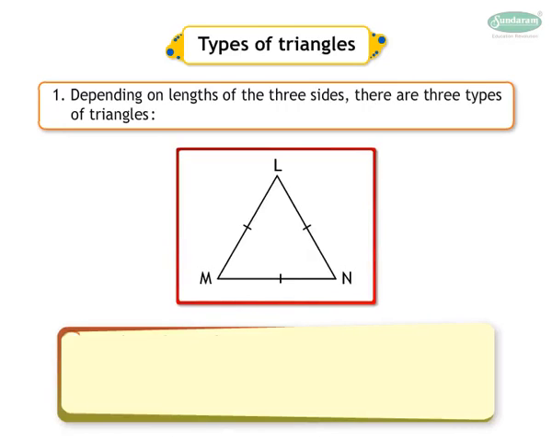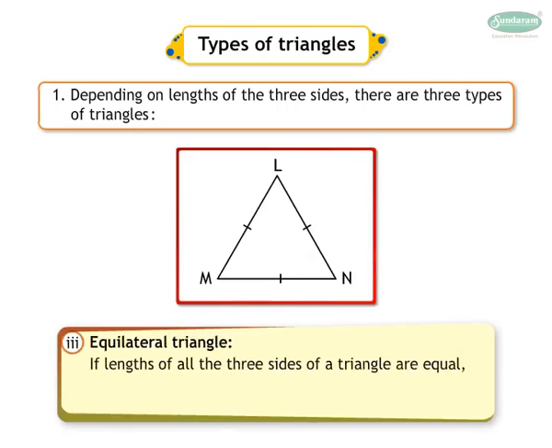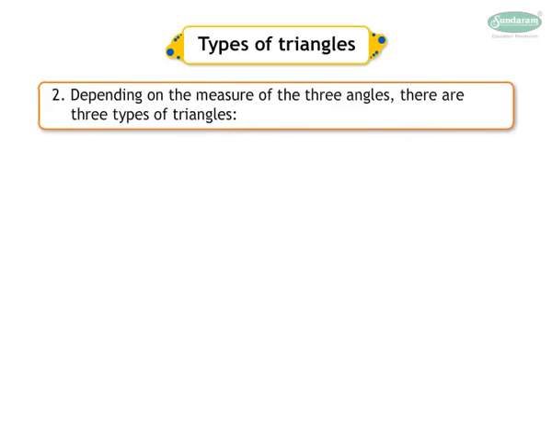3. Equilateral triangle. If the lengths of all the three sides of a triangle are equal, then the triangle is called an equilateral triangle. 2. Depending on the measure of the three angles, there are three types of triangles.